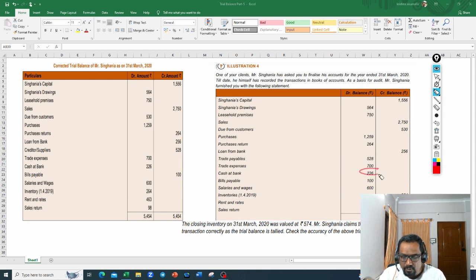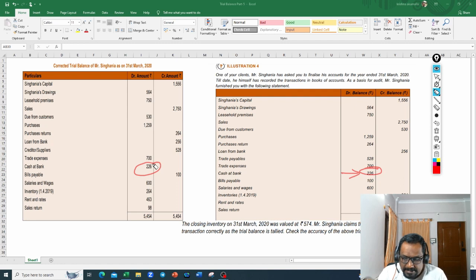Cash at bank 226. Cash at bank is an asset. All assets are debit balances. So this is also shown in debit side. He accounted correctly. So there is no issue. 226 is accounted correctly.